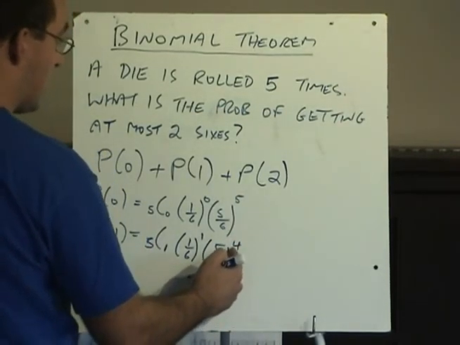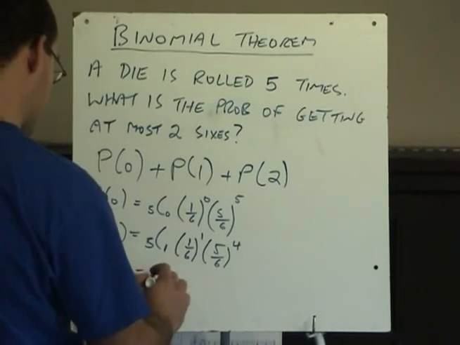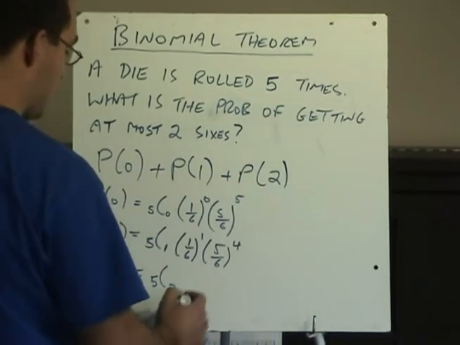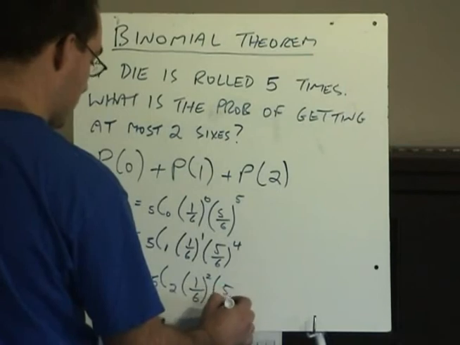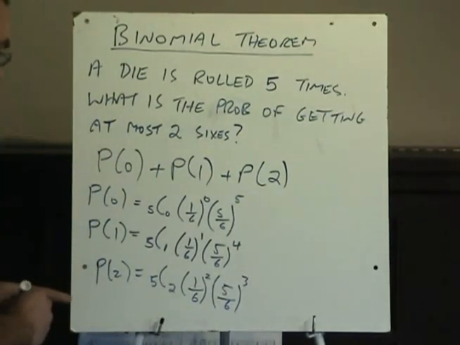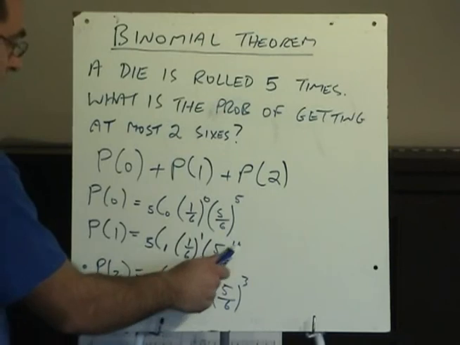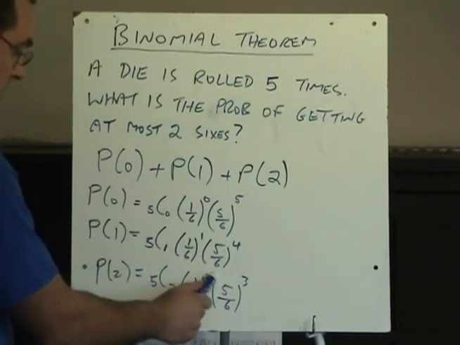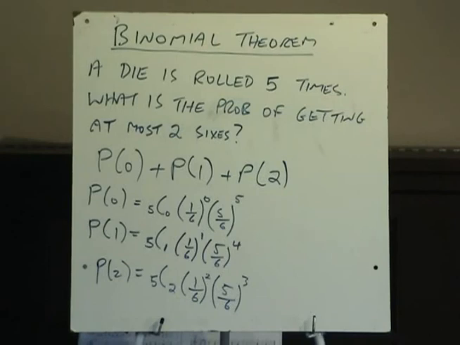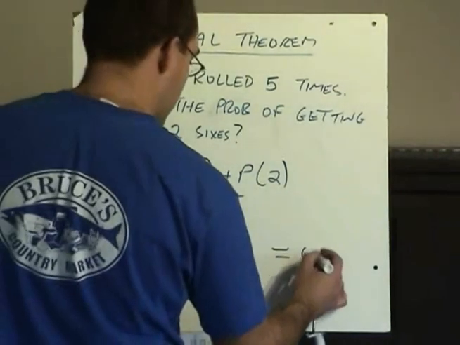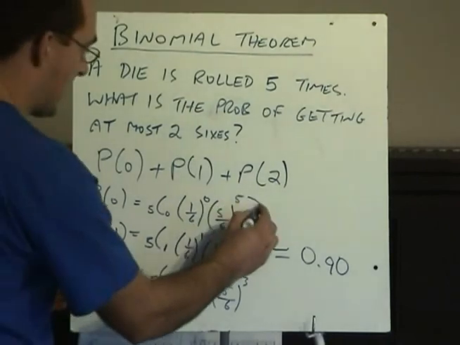So in other words, four numbers that are not 6, one number that is a 6. And the probability of getting 2 6s in 5 rolls of the die: choose 2, 1/6 to the power of 2, 5/6 to the power of 3. So let's just double check this. No 6s, 5 that aren't 6. 1 6, 4 that are not a 6. 2 6s, 3 that are not a 6. So we'll calculate each of these out, and we will add them all up. And I get about 90%, 0.90, when we add all 3 of these.